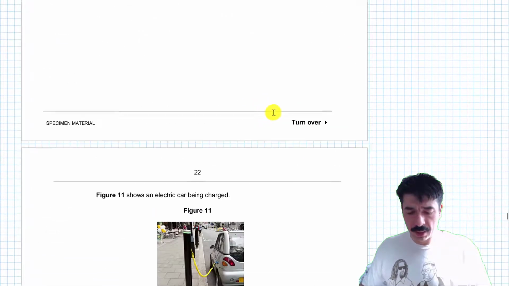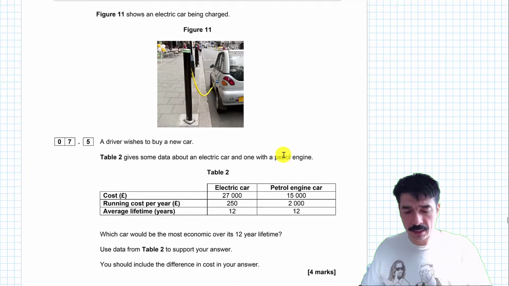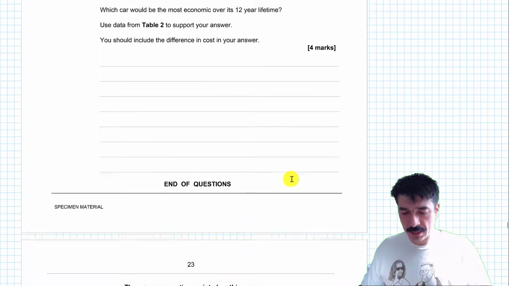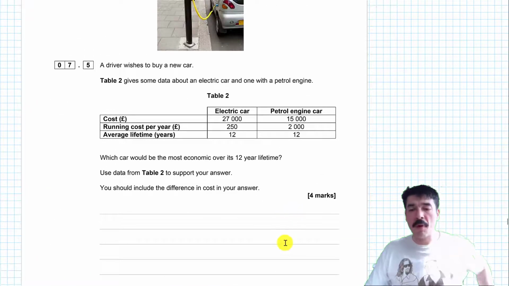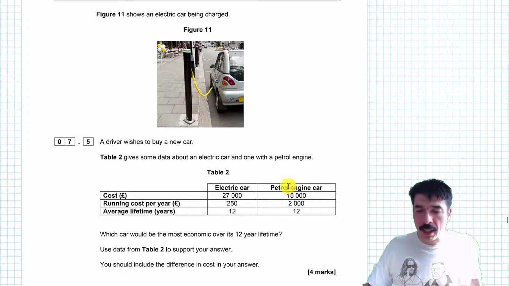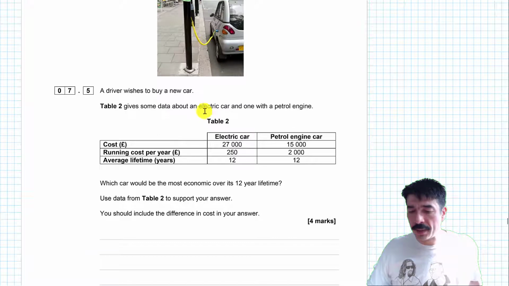Okay, let's have a look. Last question, I think. Yes. So this is the last question, 4 marks. Figure 11 shows an electric car being charged. A driver wishes to buy a new electric car, hopefully not one of those. It looks a bit rubbish. Table 2 gives some data about an electric car and one with a petrol engine. So we've got the electric car.